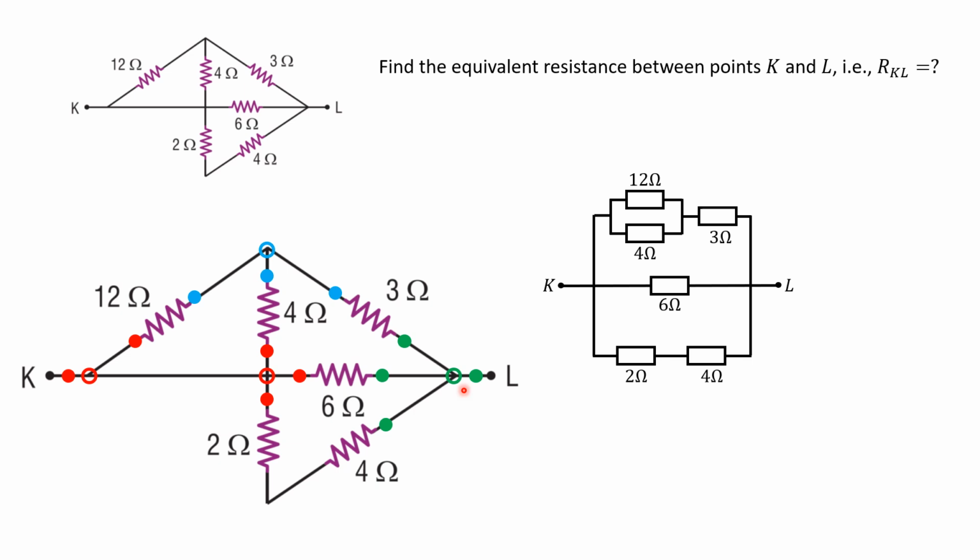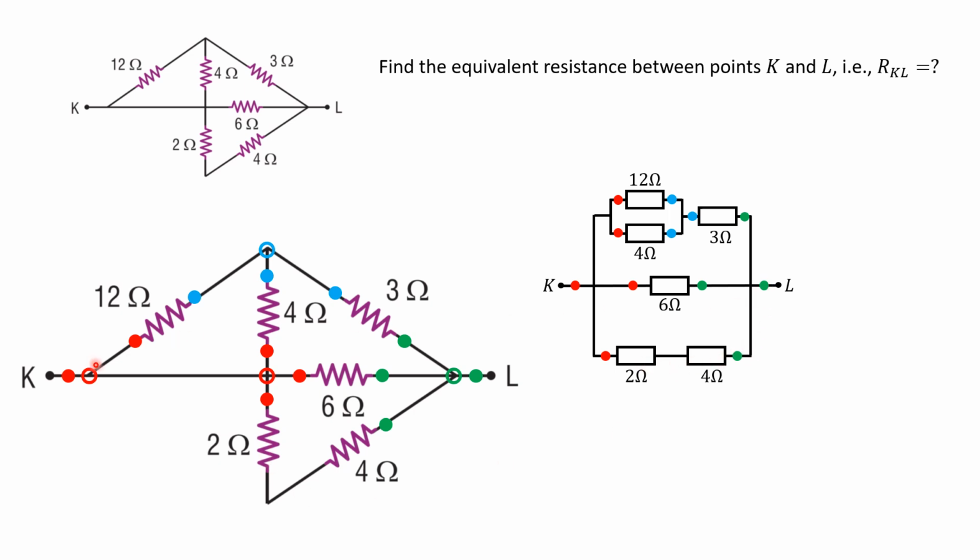So what is the equivalent resistance? Well, the equivalent resistance is going to be this. Why? Because you start from K, you hit 6, and from 6 you go to L. This does the job. Here you hit 2 ohms, you pass through 4 ohms, and you get to L.